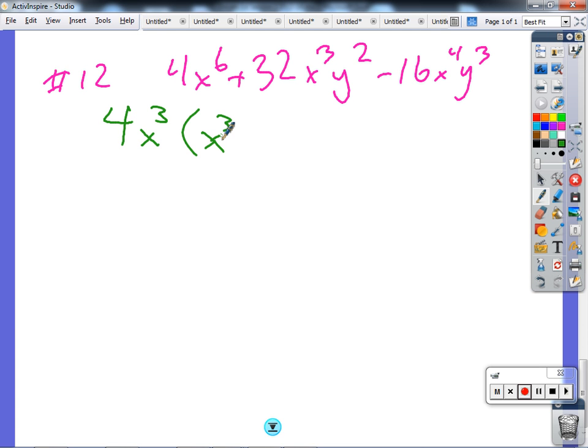Make sense to you? Okay. I pulled out 4 from 32. What's left over on the number? 8, 4 times 8 gives me 32. I pulled out x cubed. Are there any x's left over? How about y? Y squared is still there. I pulled out 4 from negative 16. What number's left over? Negative 4. I pulled out x cubed. Are there any x's left over? 1x. Correct. Are there any y's left over? Y.